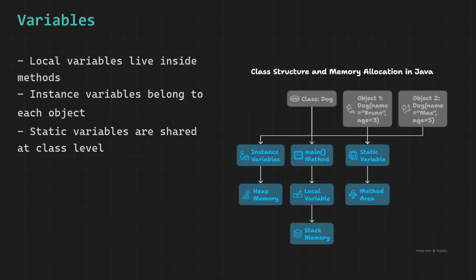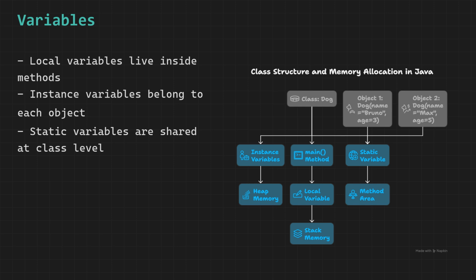In Java, where you declare a variable determines everything about it: its lifetime, who can access it, where it's stored in memory, and whether it's shared or private to each object. There are 3 types, and the diagram shows all 3 clearly within a class structure. Local variables are declared inside a method or a block. In the diagram, they appear inside the main method box.